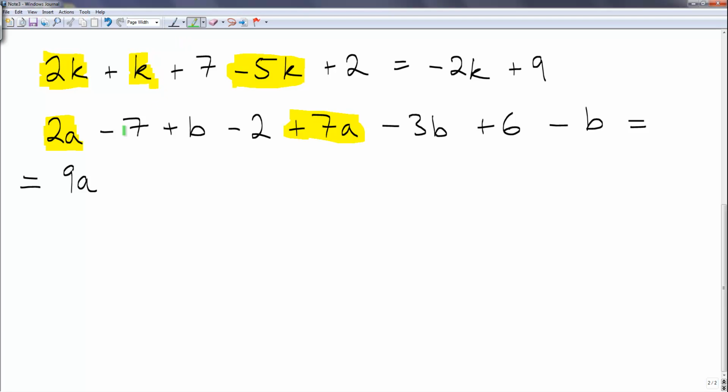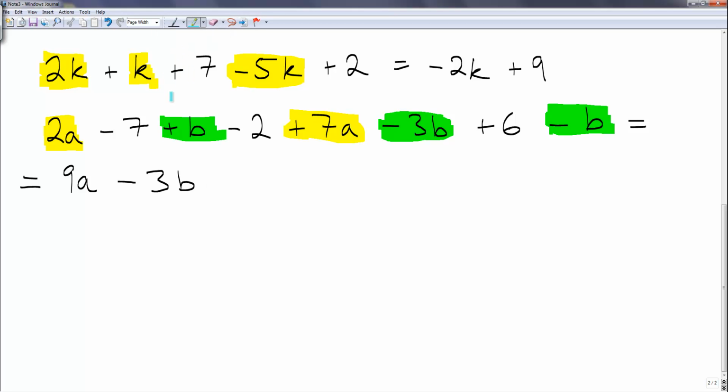Then how about the b's? Plus b minus 3b. It's very important to remember the sign. It's minus 3b. It's not 3b. Minus 3b and then minus b. Plus b minus 3b is minus 2b. And then minus another b: 1 minus 3 is minus 2, and then minus 1 is minus 3. Minus 3b.